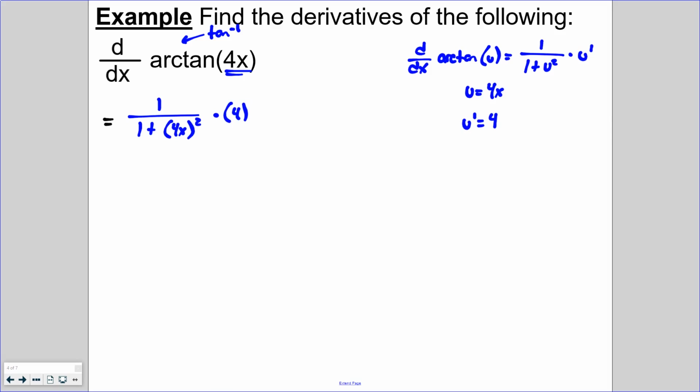We know that when we multiply a fraction by a whole number, that whole number just gets multiplied to the numerator. So that's going to leave us with 4 over 1 plus, and then we have 4x quantity squared. Well, 4x quantity squared means we're going to take 4x and multiply it by itself. And 4x times 4x is going to be 16x squared. And there we go, that is simplified. So therefore the derivative of arctangent of 4x is 4 over 1 plus 16x squared.